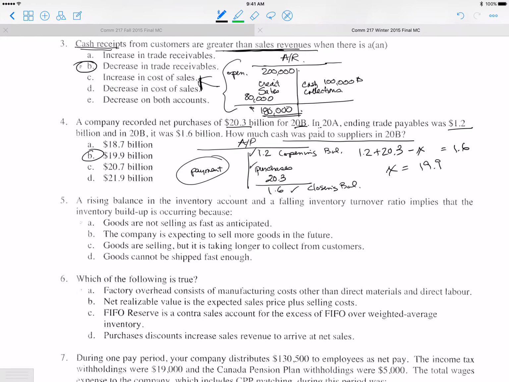A rising balance in inventory account. Okay, it means you've got more inventory than you need, and a falling inventory turnover ratio implies that the inventory buildup is happening because it's simply A.